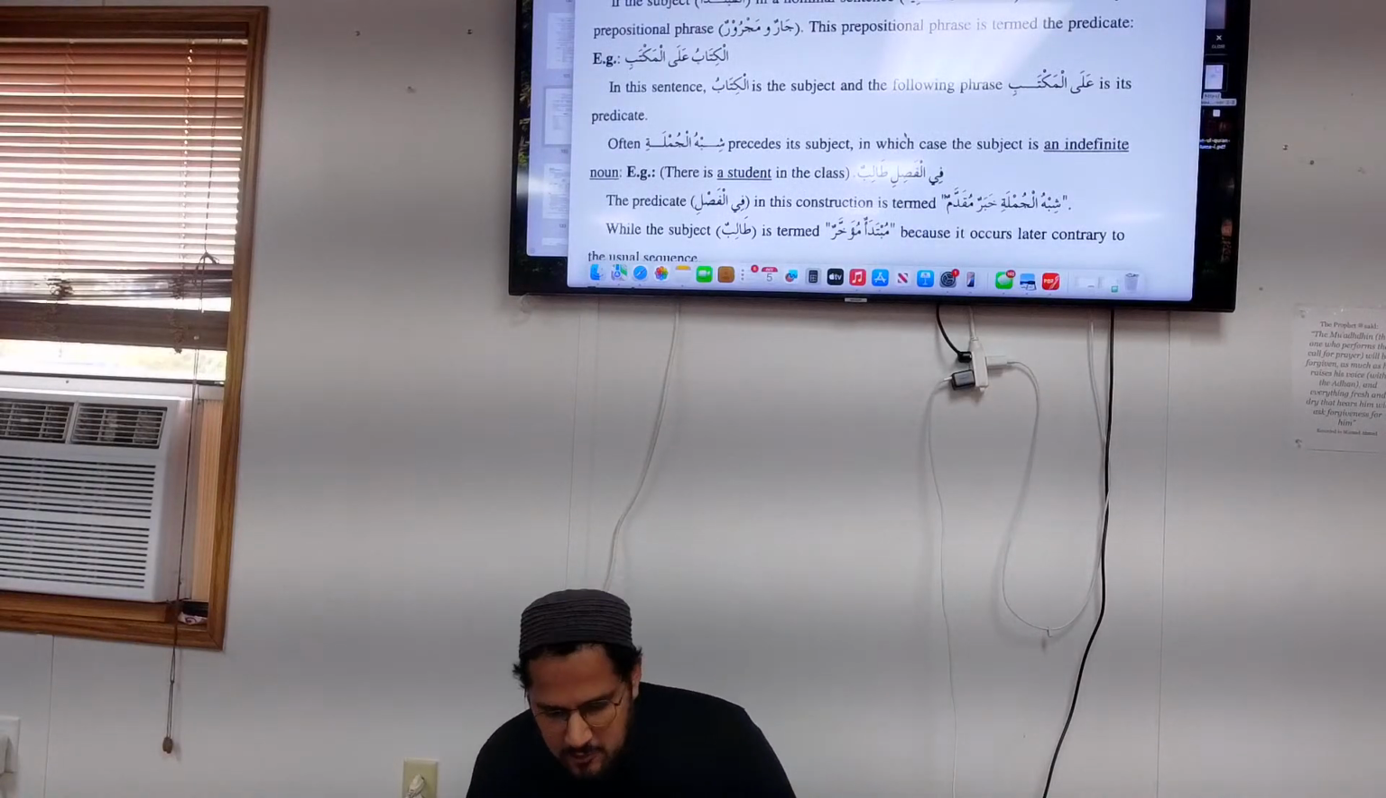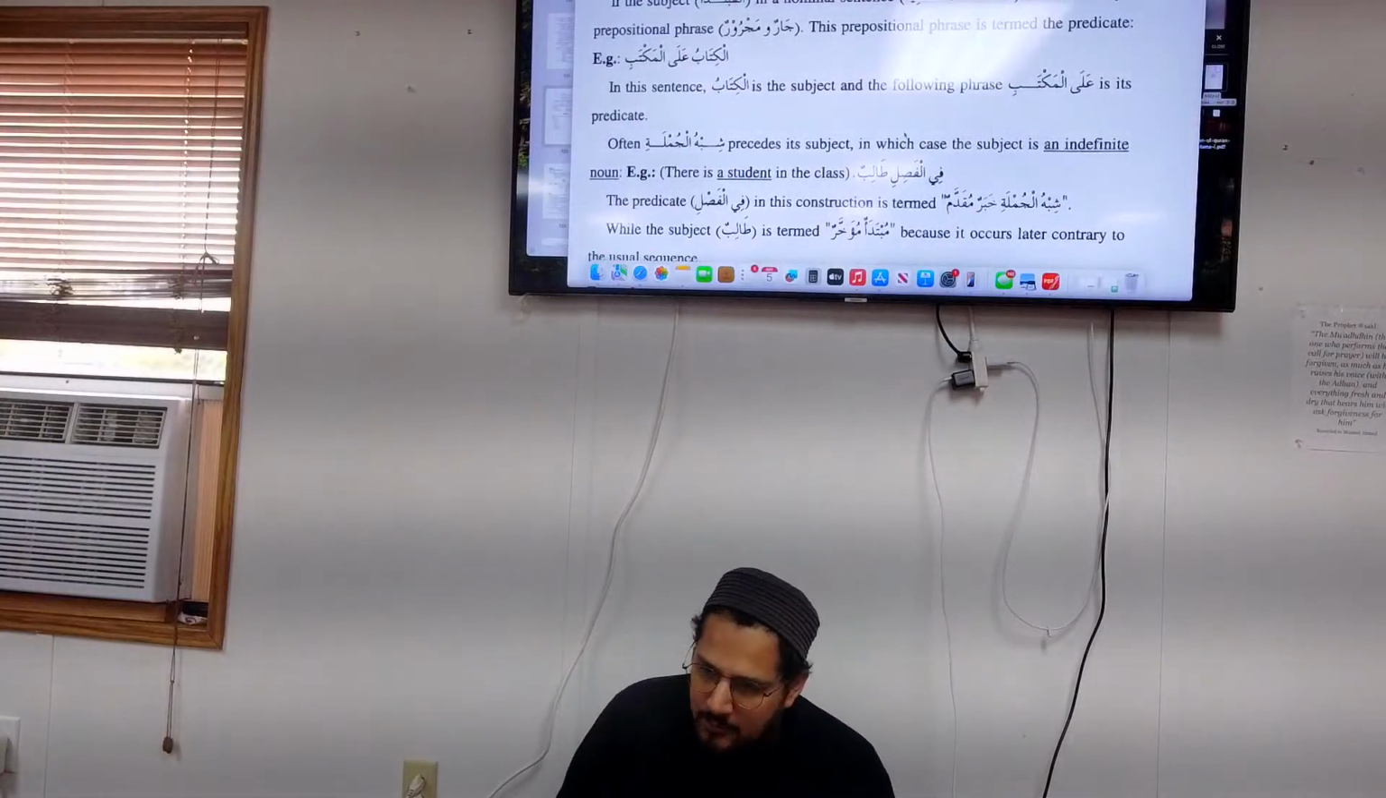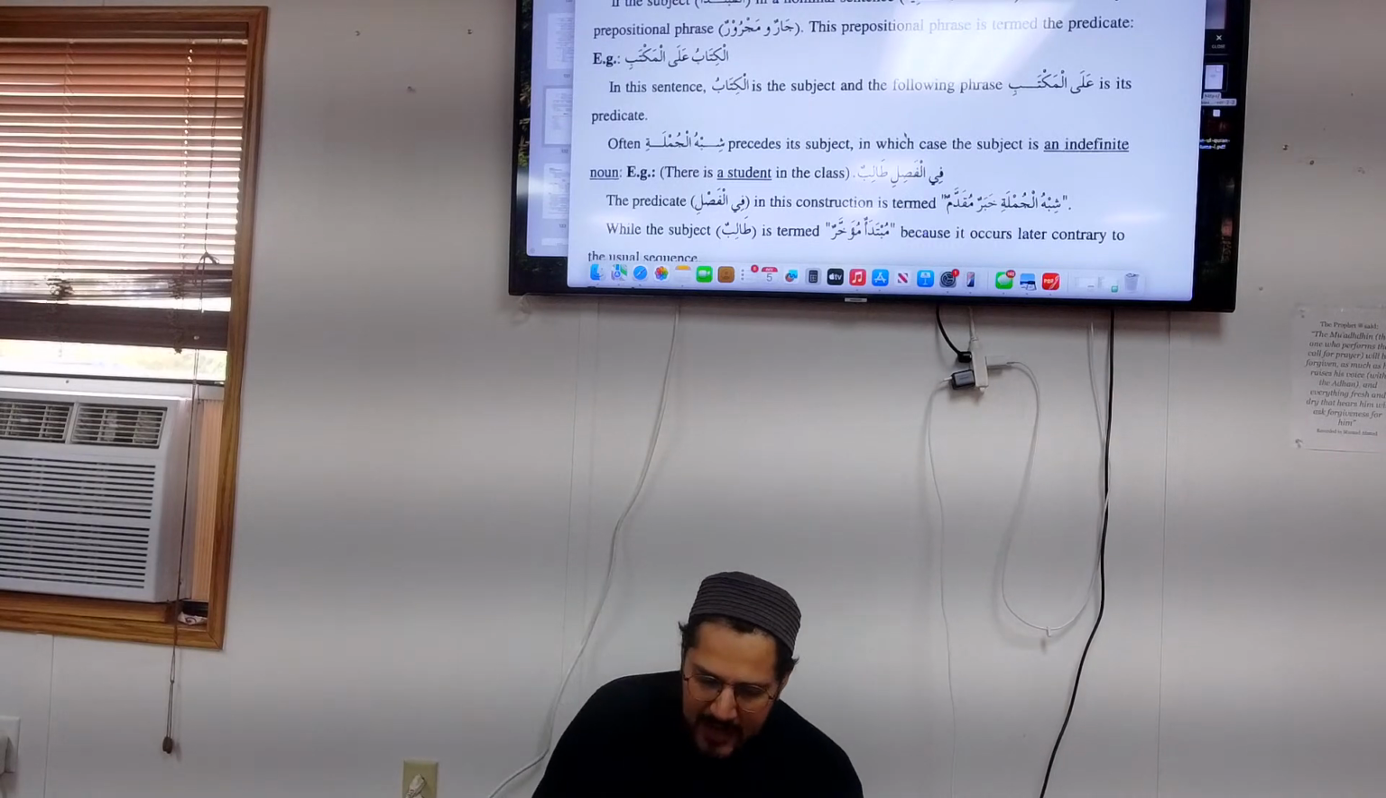Going downwards, look at page 75. If the subject in a jumla ismiya is followed by a jar majroor, this shibhul jumla is called the predicate. The shibhul jumla is called the khabar. Example, al-kitabu fil maktabi. What does that mean? The book is on the desk. Now, what is the khabar here? The khabar is going to be al Maktabi. That shibhul jumla is going to be the khabar.